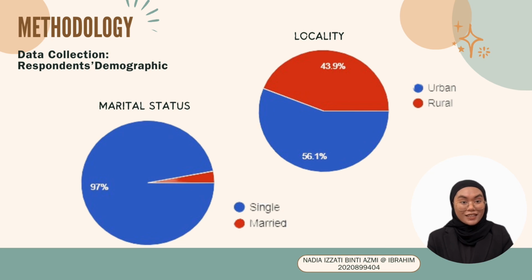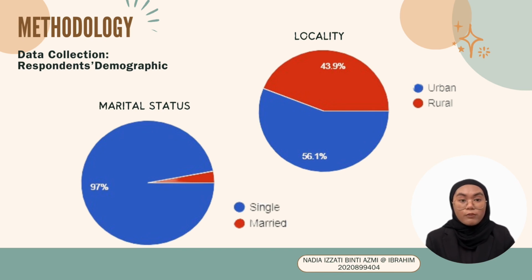Continue with marital status to determine the youth demographic. The pie chart above shows that 97% of youth are single while only 3% of them are married. Being single provides individuals with greater freedom to pursue job opportunities, while married youth may encounter challenges due to additional financial responsibility and time constraints.